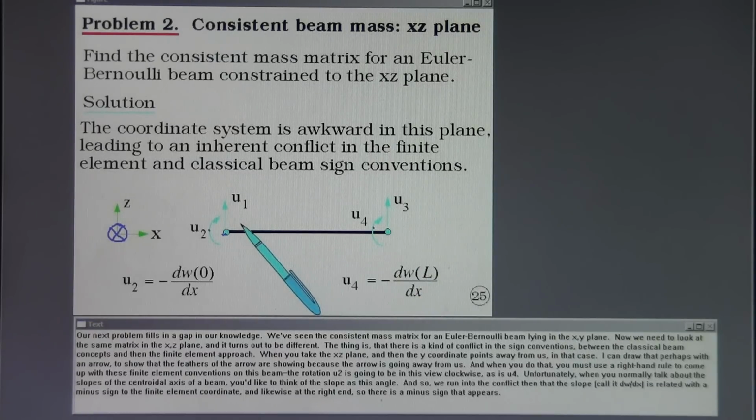Unfortunately, when you normally talk about the slopes of, say, the centroidal axis of a beam, you'd like to think of a slope as this angle. And so we run into the conflict that the slope, call it dw/dx, is related with a minus sign to the finite element coordinate, and likewise at the right end. So there's a minus sign that appears.